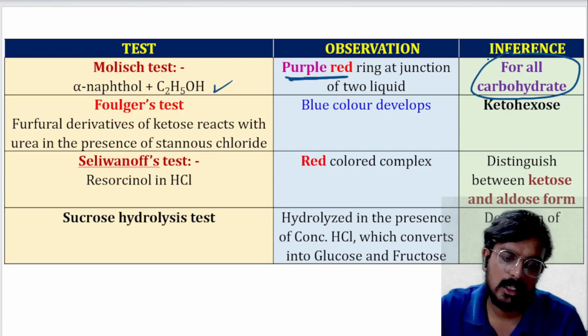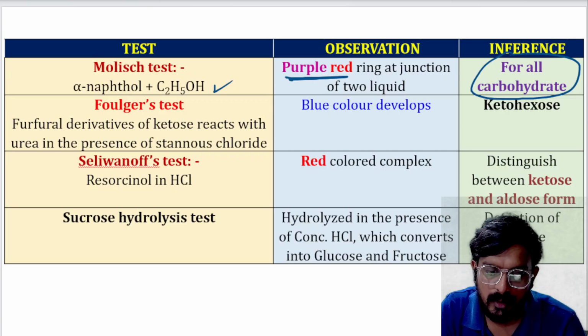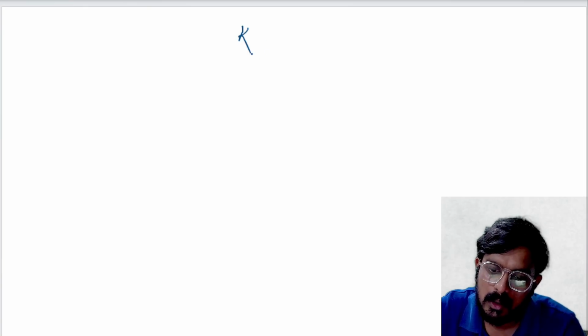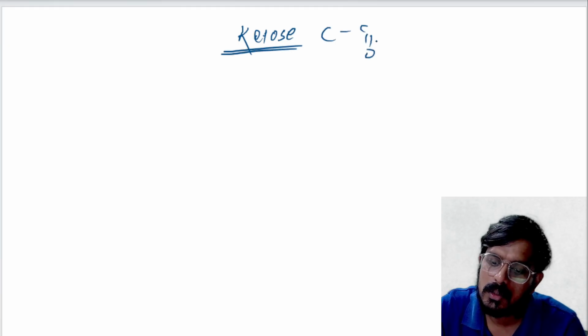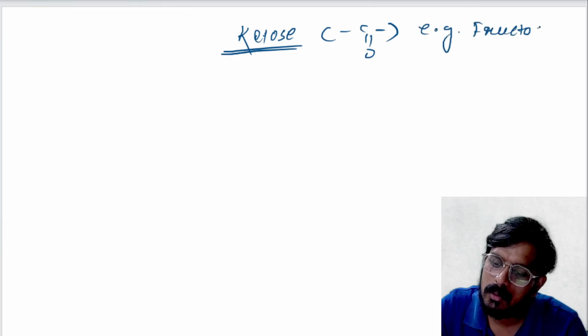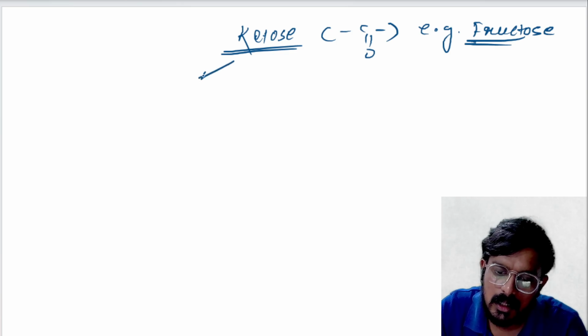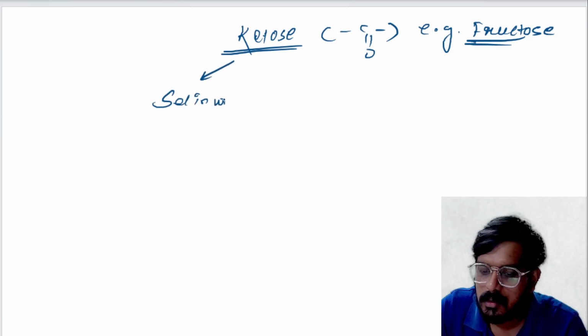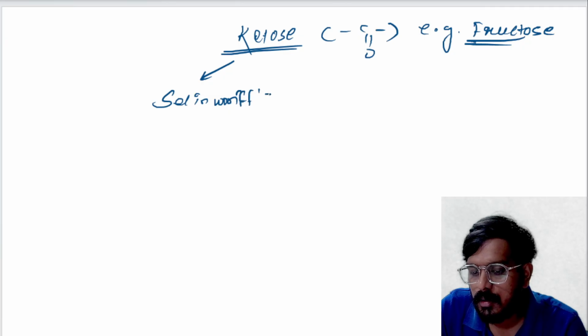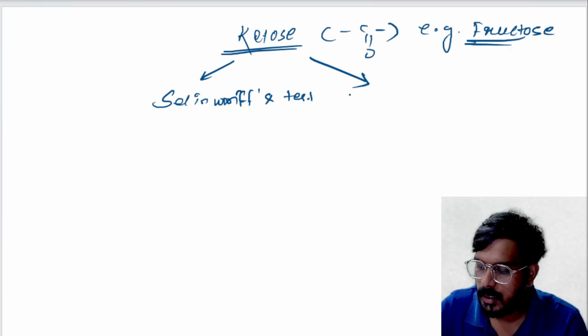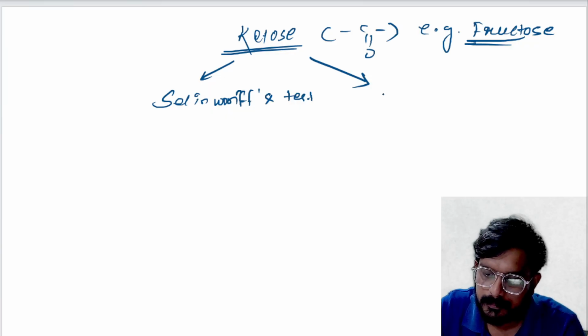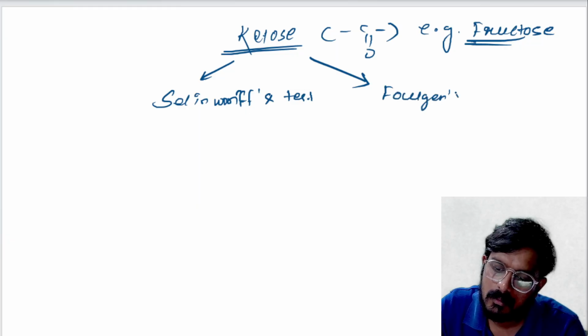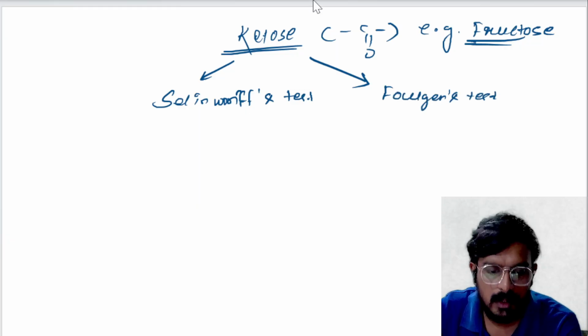Next are two important tests for ketose. There are two different types of tests for ketose. Ketose means those which have a ketone functional group. Example is your fructose. And many times this question has been asked. The first test is Seliwanoff test. The second test is your Fouchet's test, Seliwanoff test and Fouchet's test.